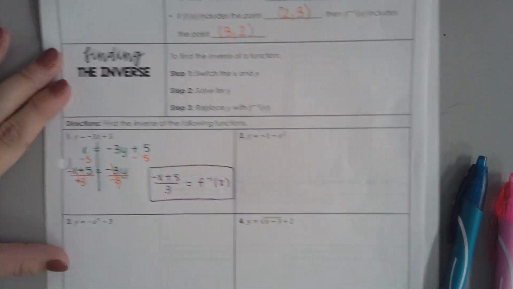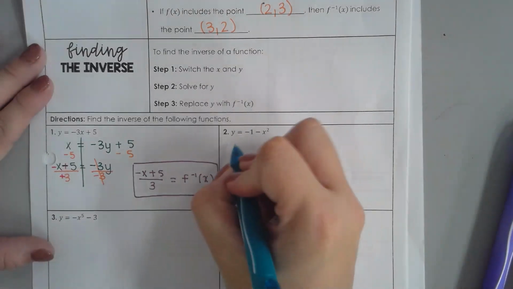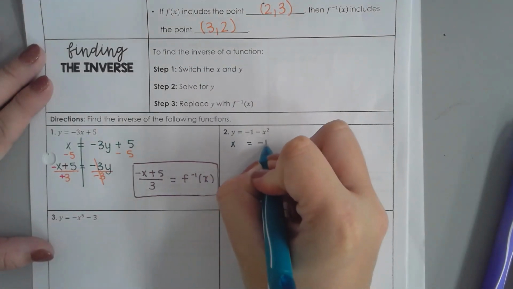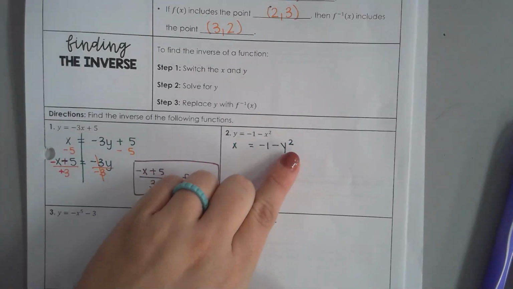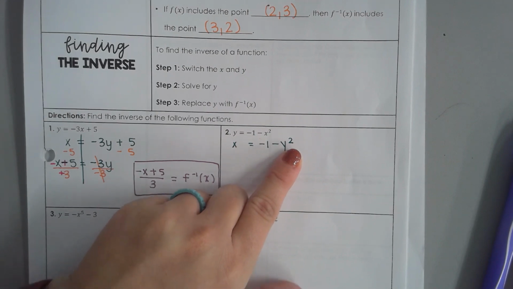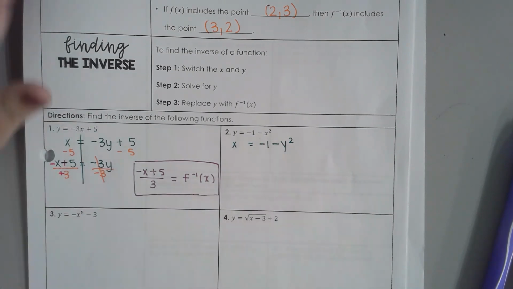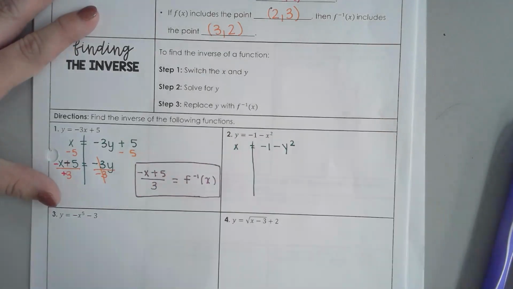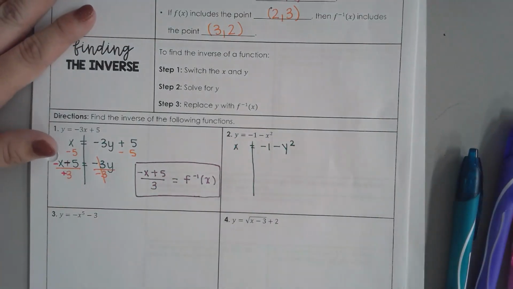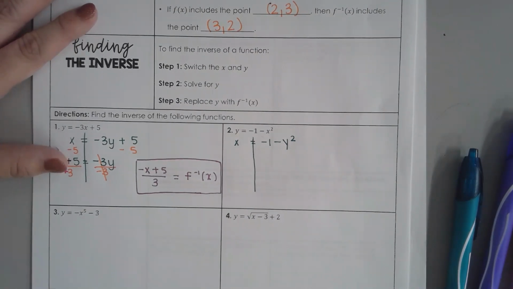Alright, so number 2. Let's do the same thing. We're going to swap the x and the y. So notice the squared stayed right where it was. Literally the only thing I changed was the x and the y. Nothing else moved. Any guesses on what step I might do first? Add 1. Very good.